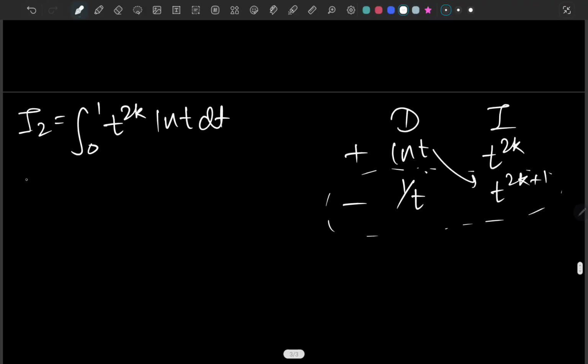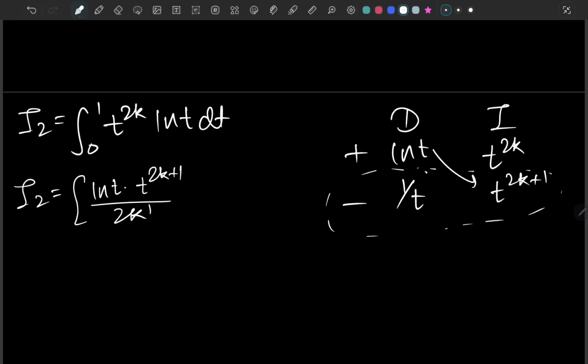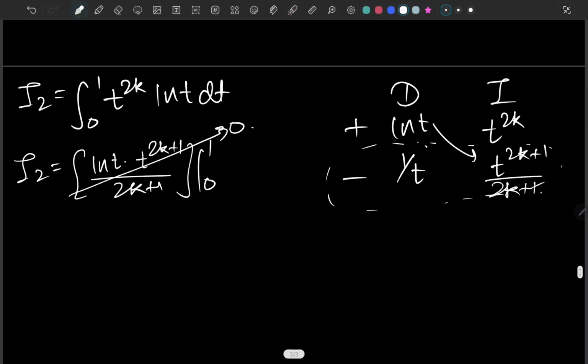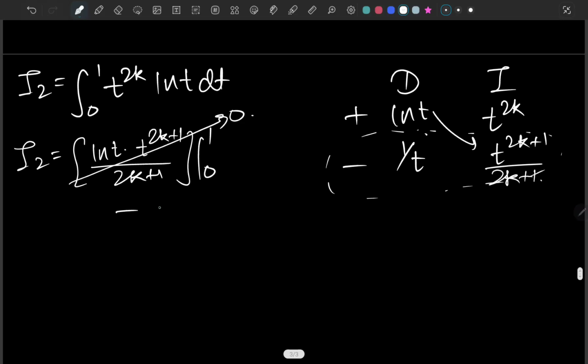And yeah, so basically again this part ln t times t to the 2k plus 1 over 2k plus 1. I'm sorry, it's 2k plus 1. Please just care about the factor I just missed here. And this again evaluates to 0 finally, and we are left with negative 1 over 2k plus 1 integral from 0 to 1 of t to the 2k dt.